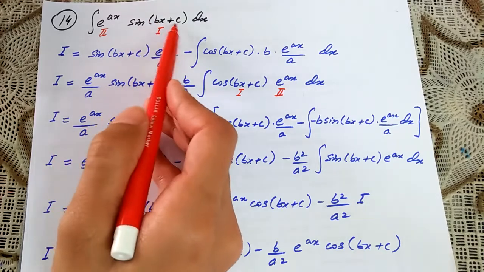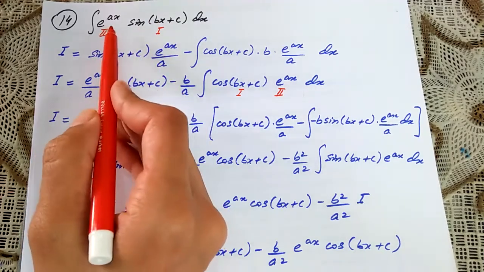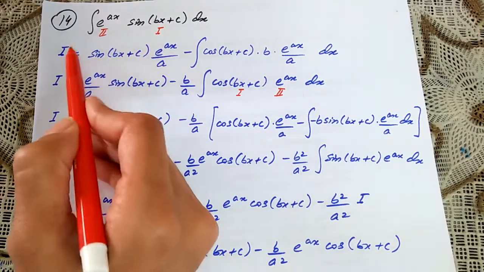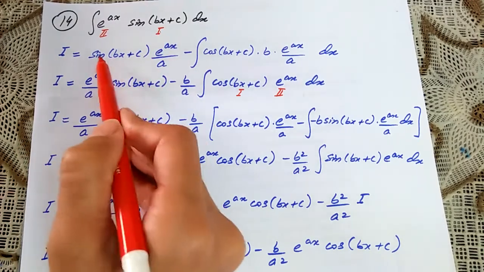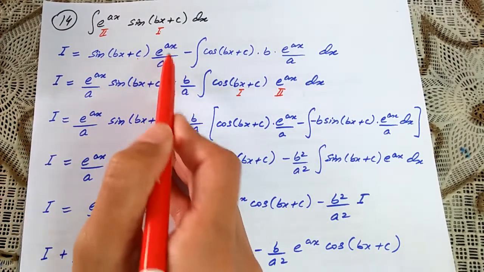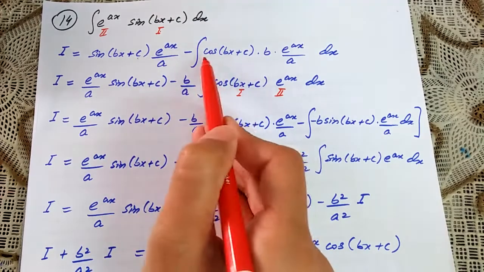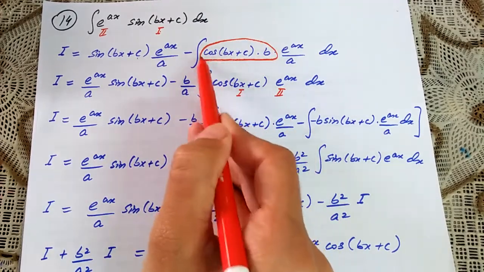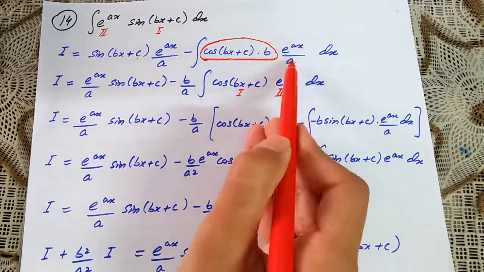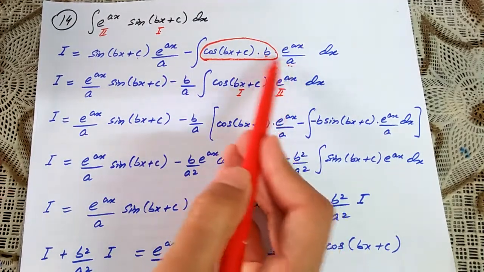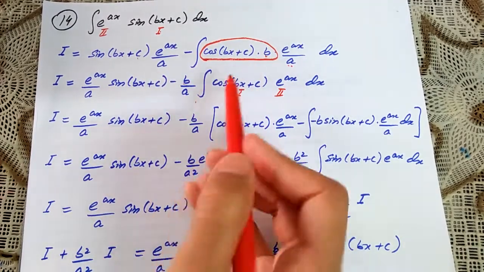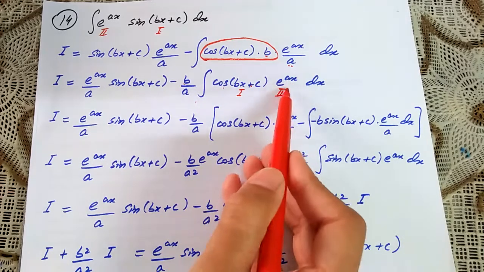So just take any of the function as first function and any of the function as second function. I have taken sine bx plus c as first function and e raised to power ax as second function. Let it equal to some capital alphabet. First function as it is into integration of second function minus integral derivative of first function into integration of second function. Now, b over a is a constant. Take it outside. We will have cos of bx plus c e raised to power ax.